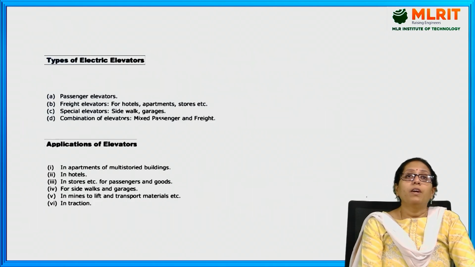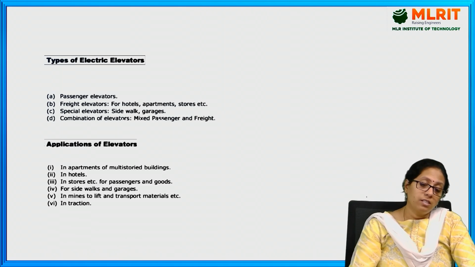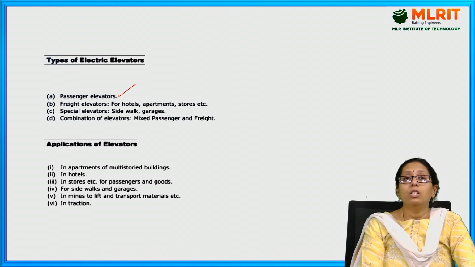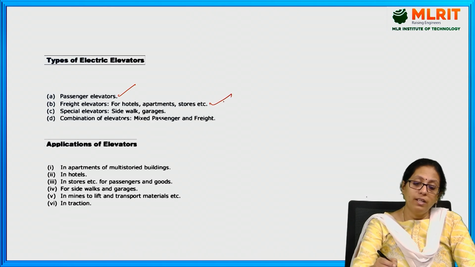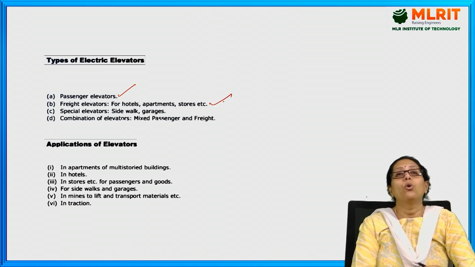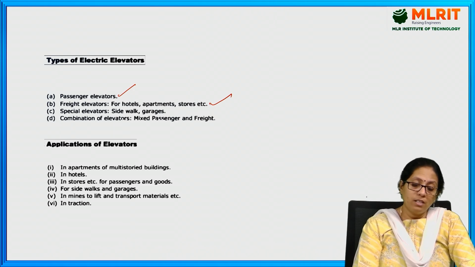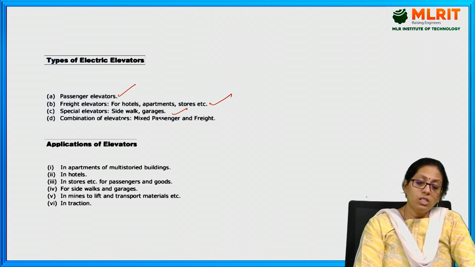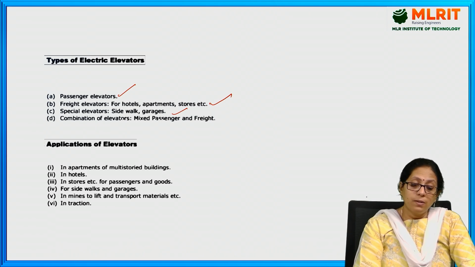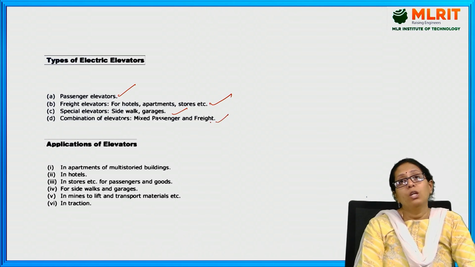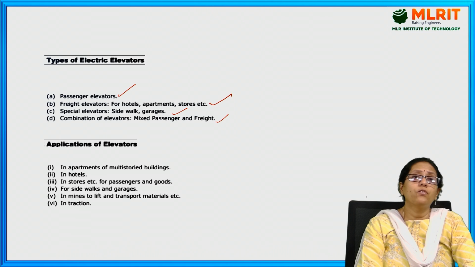These are the different types of electric elevators. The elevator can be a passenger elevator, which is mostly used for lifting people, and the second one is a freight elevator, mostly used for hotels, apartments and stores, and special elevators mostly used in garages. The next one is a combination of elevators, which is used for passengers as well as for goods.